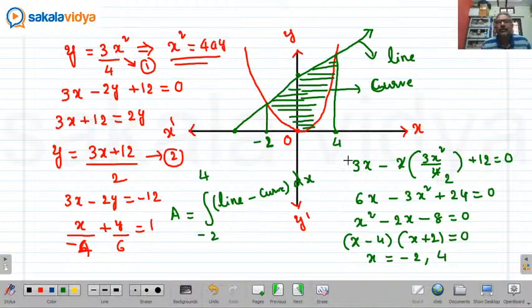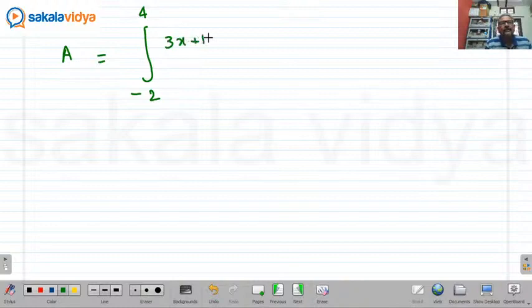So now, what is the line equation here? Actually 3x plus 12 by 2, and next this is 3 by 4 x square. So A equals the integral from minus 2 to 4 of the line equation, 3x plus 12 divided by 2, minus 3x square upon 4, dx.